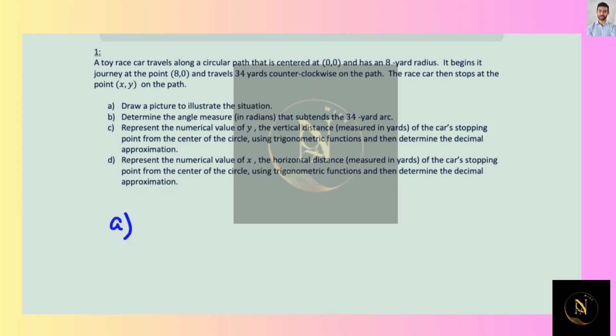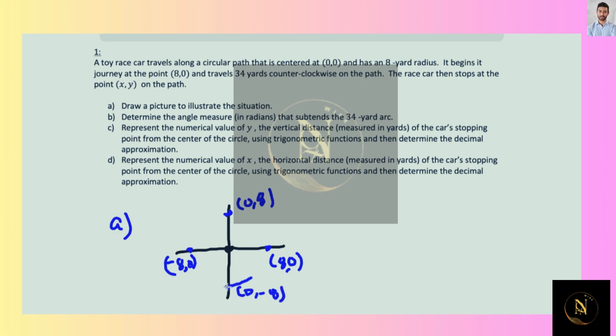Let's first draw a picture to illustrate what's going on. We have at (0, 0) the center of a circle with an 8-yard radius. So that would mean (0, 8), (8, 0), (-8, 0), and (0, -8) yards would be on the graph of the circle.